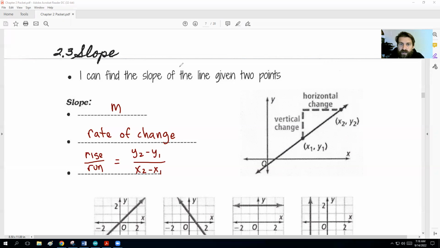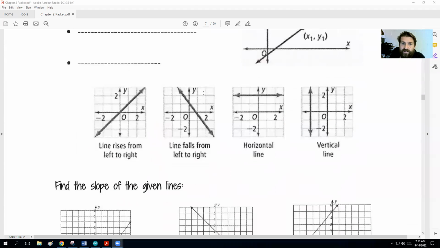So the one thing also to note about slope is that we have 4 different types of slopes. First off, if we have slopes that go up from left to right, we call those positive slopes. And if they fall from left to right, we call those negative slopes. All right, if we have a flat horizontal line that isn't going up or going down, sometimes we can call this no slope or zero slope.